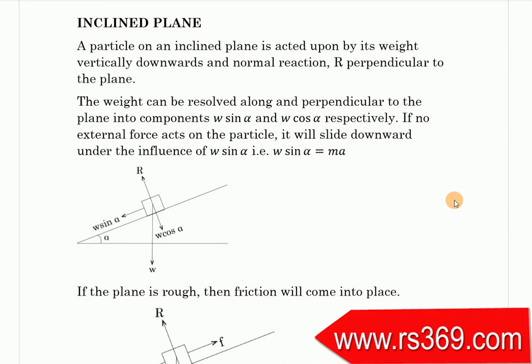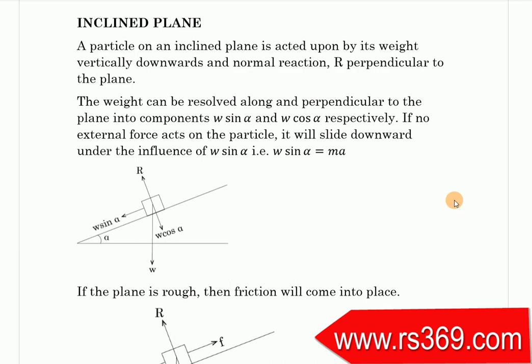Let's look at the inclined plane. What happens on an inclined plane? We are saying that a particle on an inclined plane is acted upon by its weight vertically downwards, and the normal reaction perpendicular to the plane.